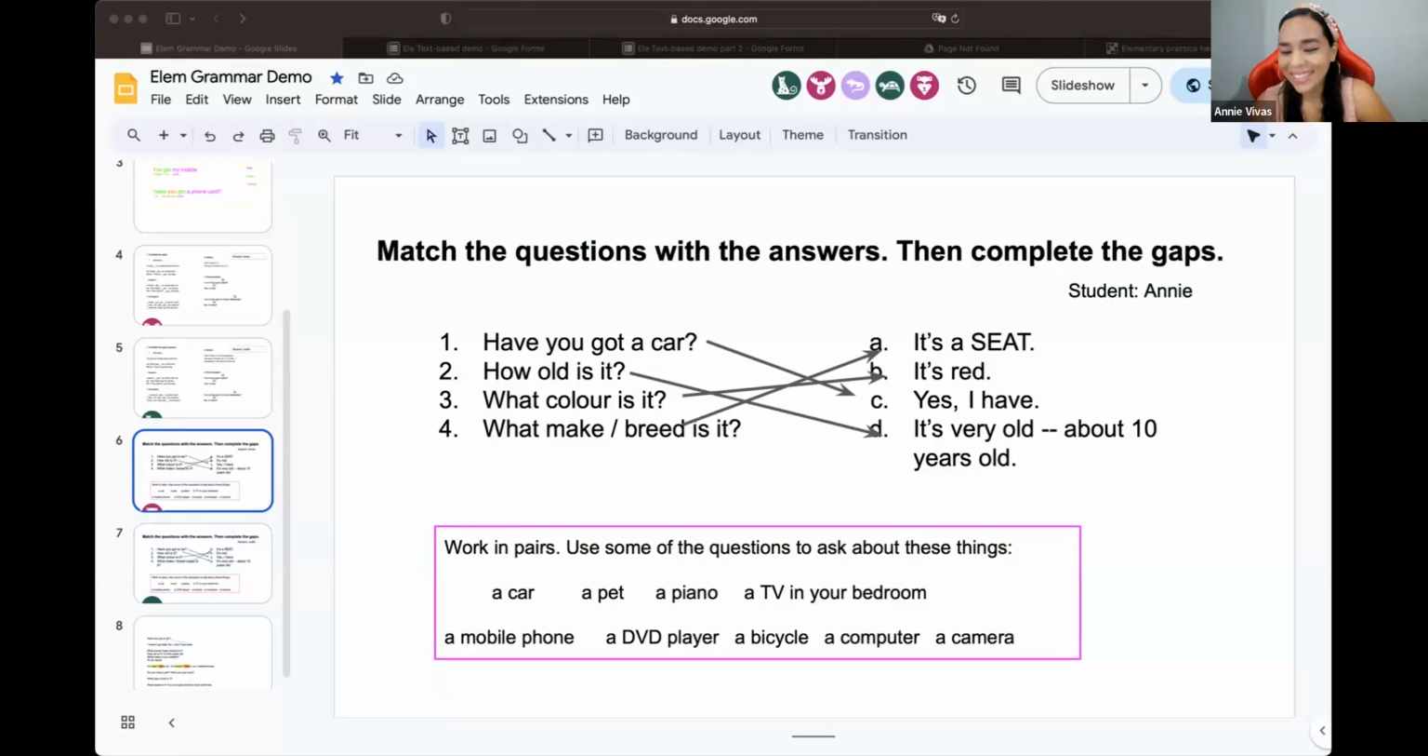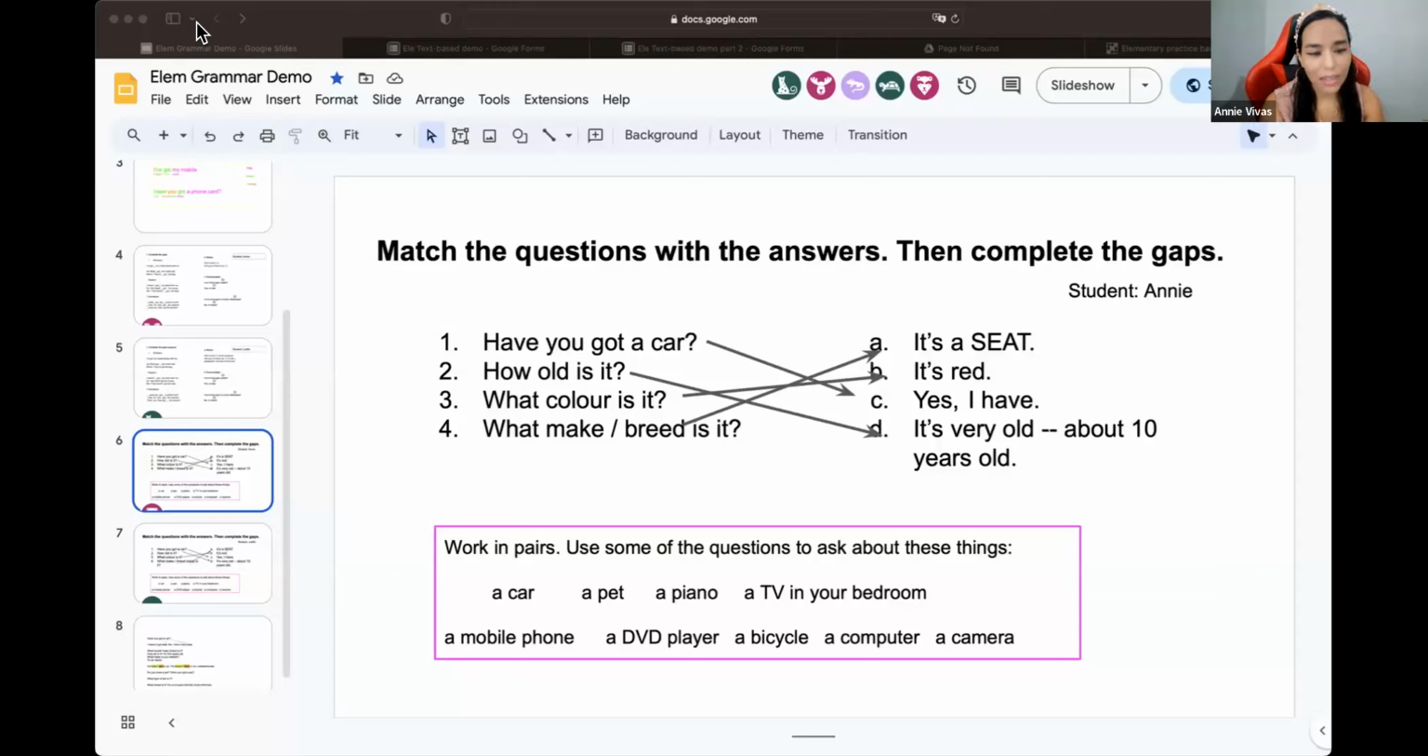Now your turn. Okay. Have you got a piano? No, I haven't. Have you got a computer? Yes, I have a computer. How old is it? It's 3 years old. Okay. What color is it? It's gray. Okay. What make is it? It's HP. Okay. Thank you, Annie.